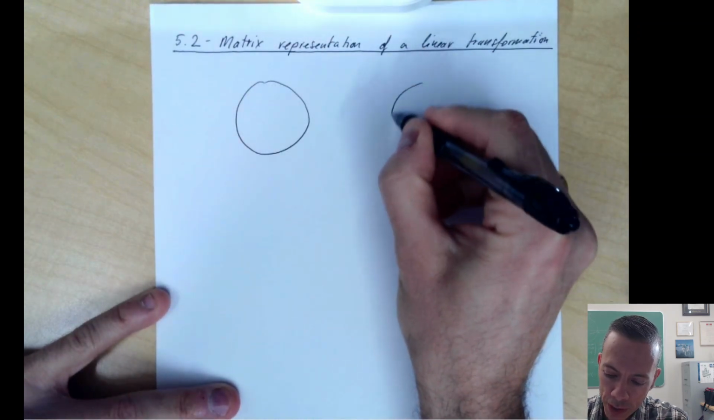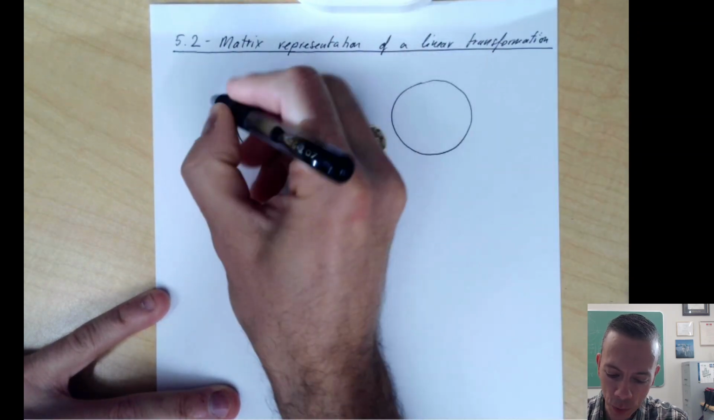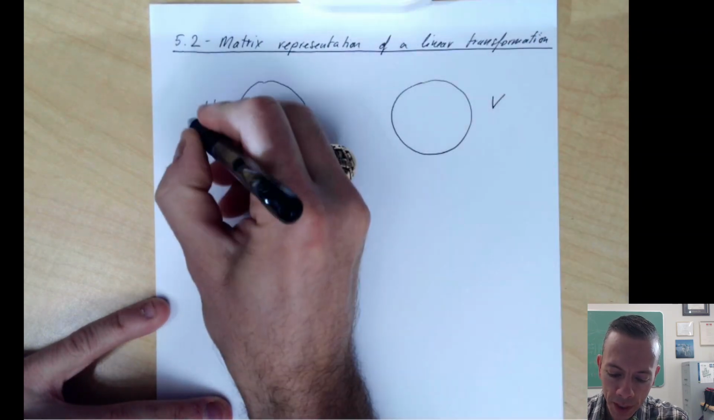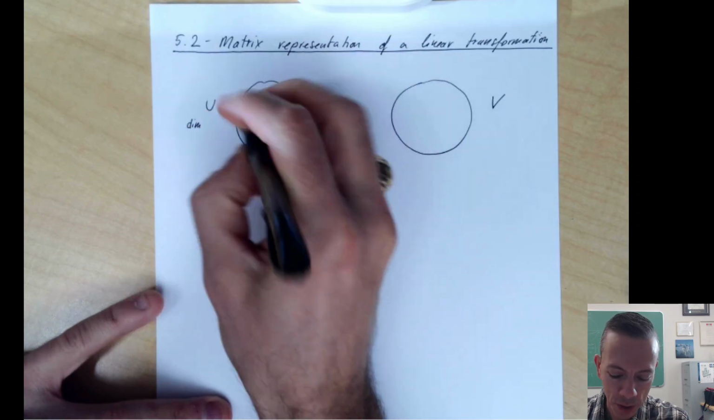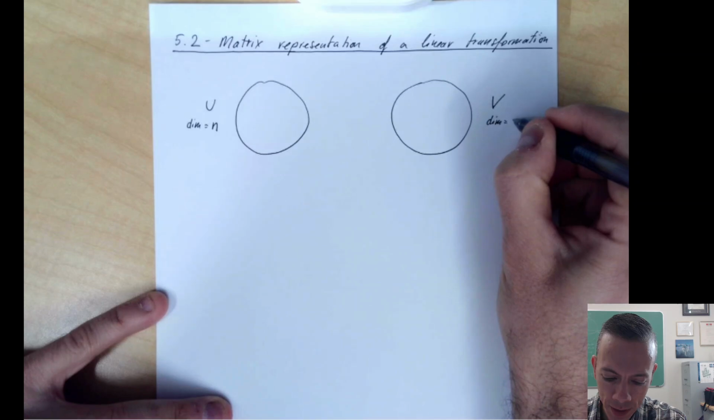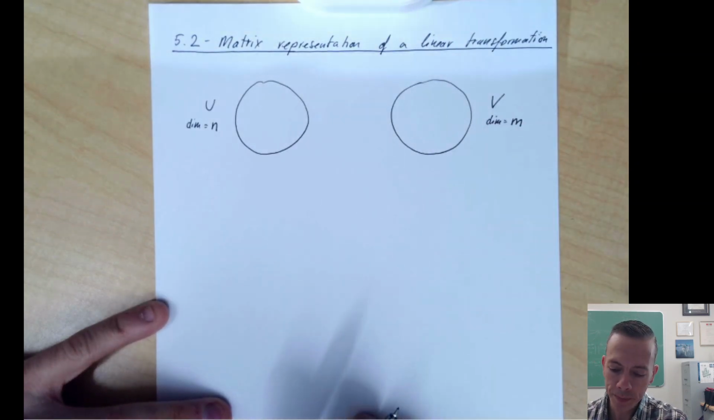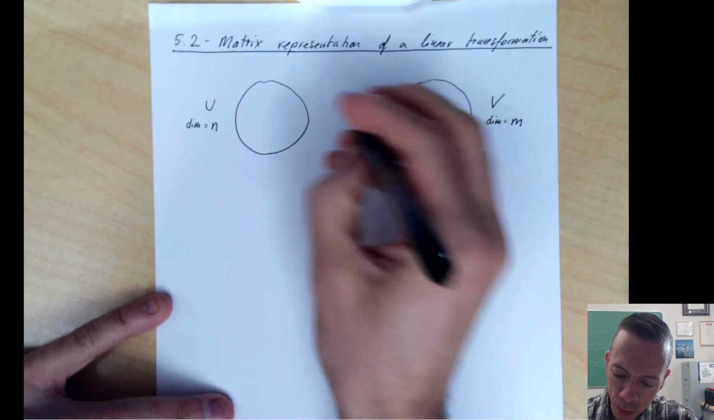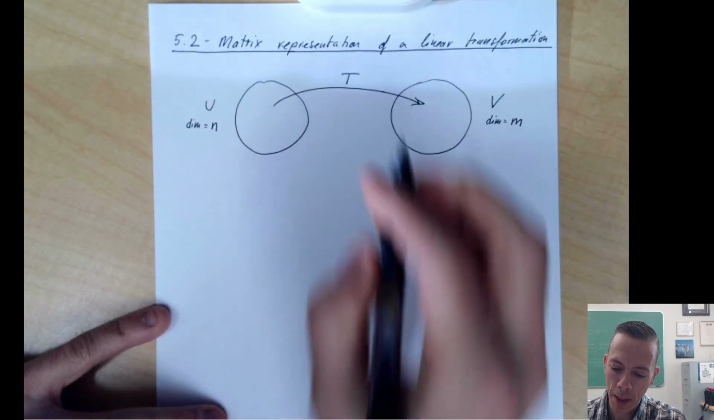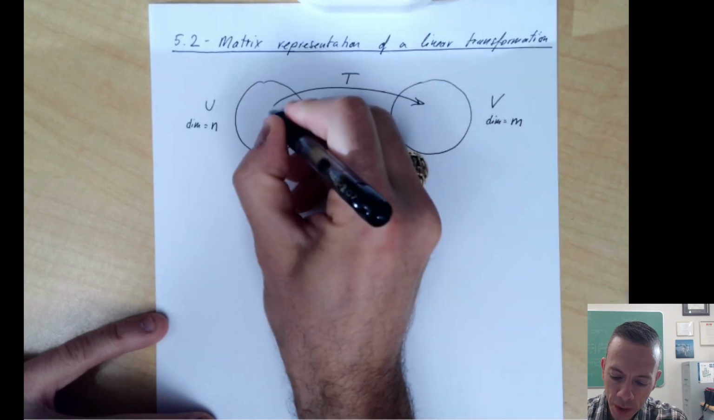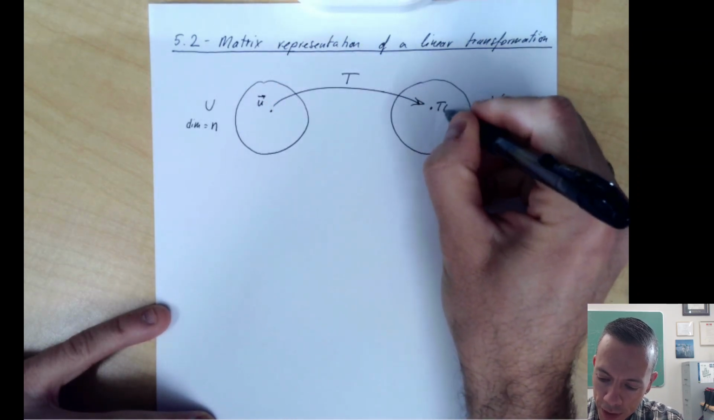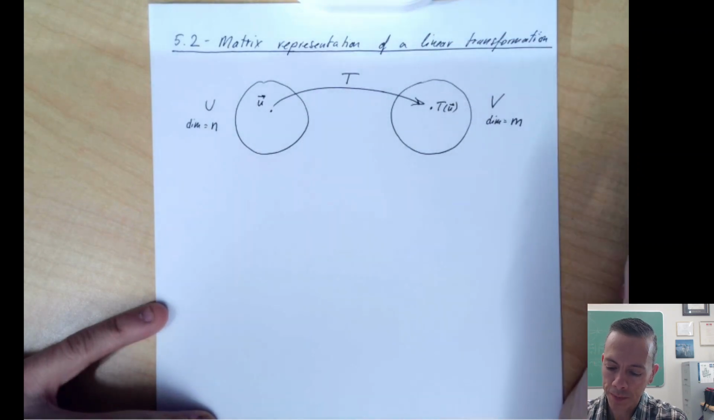So we're going to take two vector spaces, U and V. The dimensions of these vector spaces can be different. So the dimension of U we'll say is n, and the dimension of V is m. And we have a linear transformation from U to V, and we'll call it T, which takes a vector u and maps it to its image T(u) in V.